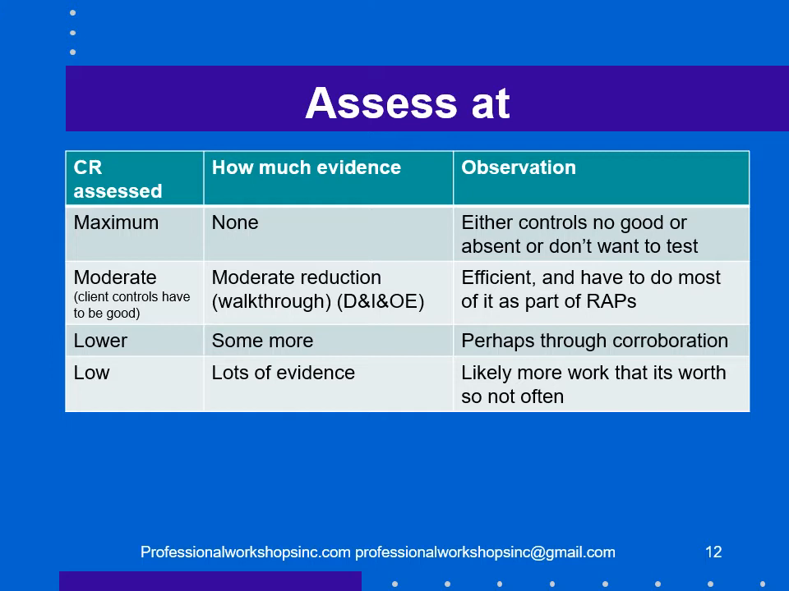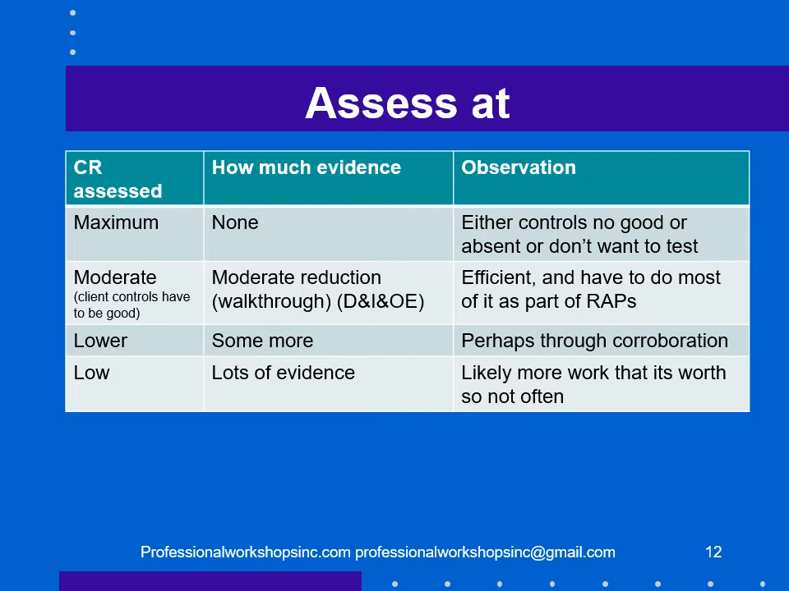We might then assess control risk as moderate and get a moderate reduction in control risk. I call that a systems walkthrough, so we'll do D&I and O&E and do some testing. And that's certainly efficient, and often as we're doing our risk assessment procedures, we'll find that we've almost done all of that. So it's only a small additional amount of work to turn our risk assessment procedures into a systems walkthrough and get ourselves a little bit of evidence. Or we might assess control risk at lower than that or really low and get some more or a lot of evidence.